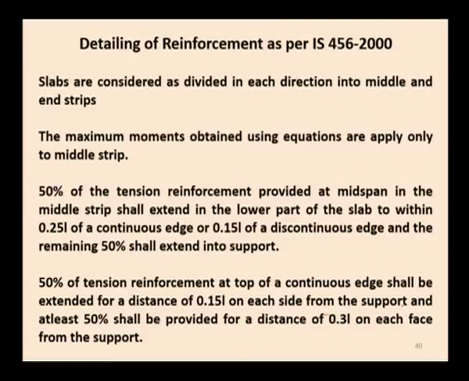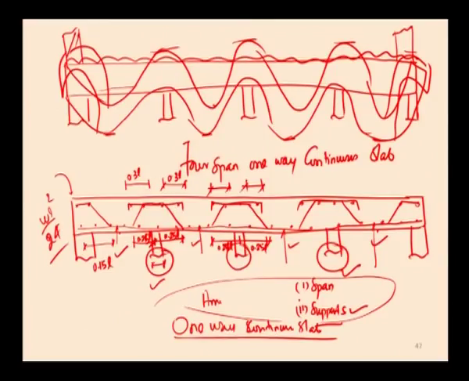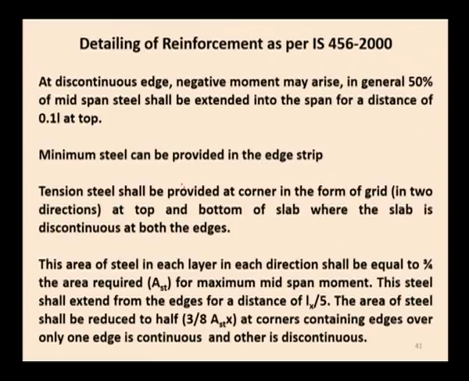On each side from the face of the support, at least 50% shall be provided for a distance of 0.3 L on each face of the support. Another 50% has to be provided for a distance of 0.3 L from the face of the support. Total length of this reinforcement is 0.3 L plus thickness of the support plus 0.3 L. At discontinuous edge, negative moment may arise. In general, 50% of the mid-span steel shall be extended into the span for a distance of 0.1 L, not 0.5 L, 0.1 L at the top.